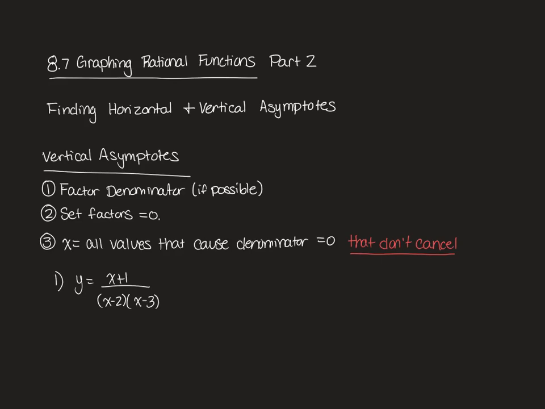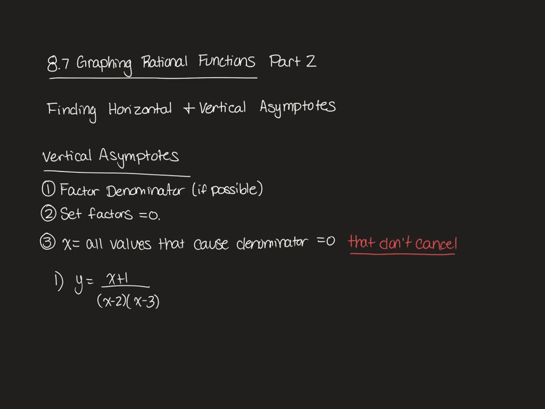Okay, so this is part 2 of graphing rational functions. In this video, we are going to start by finding horizontal and vertical asymptotes. We've already talked about vertical asymptotes when we found points of discontinuity. To find vertical asymptotes, factor the denominator if possible, set those factors equal to 0, and then your vertical asymptotes are the x values that cause the denominator to equal 0 that don't cancel.